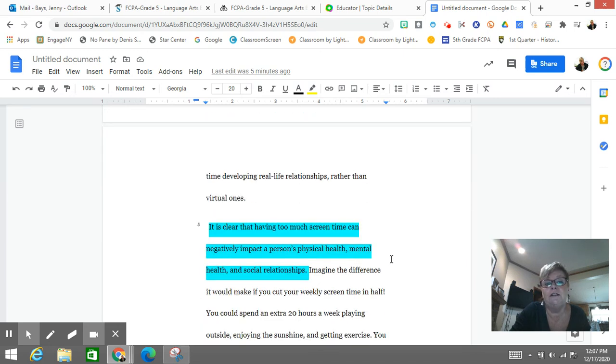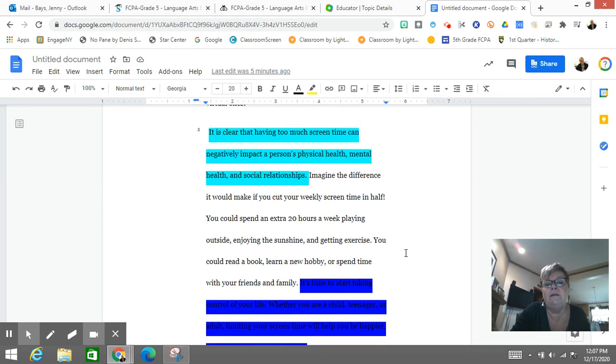And then the conclusion, it's clear that having too much screen time can negatively impact a person's physical health, mental health, and social relationships. So they restated their claim and their three reasons. Imagine the difference it would make if you cut your weekly screen time in half. You could spend an extra 20 hours a week playing outside, enjoying the sunshine, and getting exercise. You could read a book, learn a new hobby, or spend time with your friends and family.